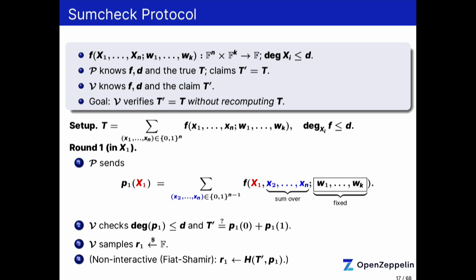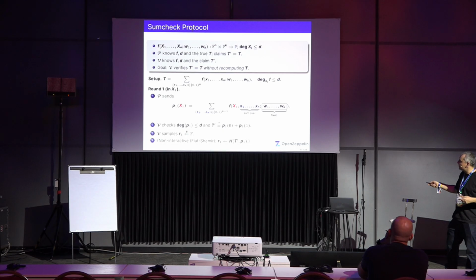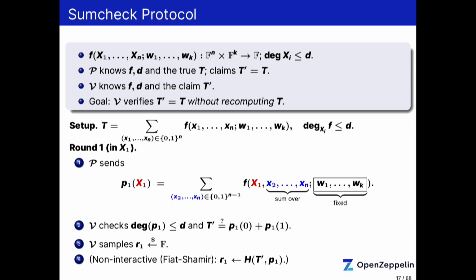So in every round, the prover will be sending a polynomial of a single variable, and this variable will be progressively one of the variables of the F polynomial, like first one, then two, and so on. So in round one, the prover sends P1 of X1, and how does he compute this polynomial? Well, he takes the original polynomial F, he leaves X1 free, so the polynomial will be in X1, and then he sums over all the remaining n minus 1 variables. So here we have a sum over 2 to the n minus 1 assignments, and the rest remain fixed as before.